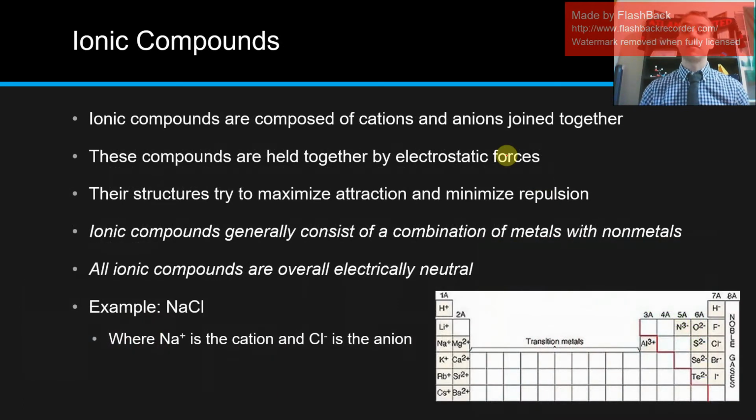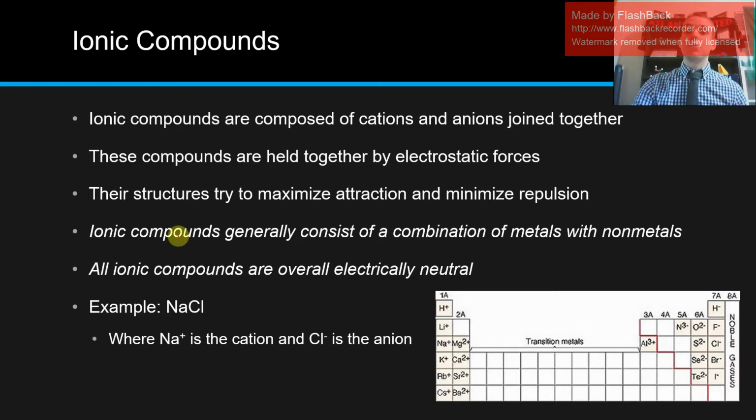Now another compound to consider are ionic compounds. If you think back to our knowledge of atoms, we know that atoms can form cations and anions. So ionic compounds are simply cations and anions that have joined together. These compounds are held together by these electrostatic forces. It's this positive and negative interacting together. And the structures of these compounds are going to try and maximize attraction and minimize repulsion, meaning that positive is going to look for negative, negative is going to look for positive, and try to avoid the same forces.